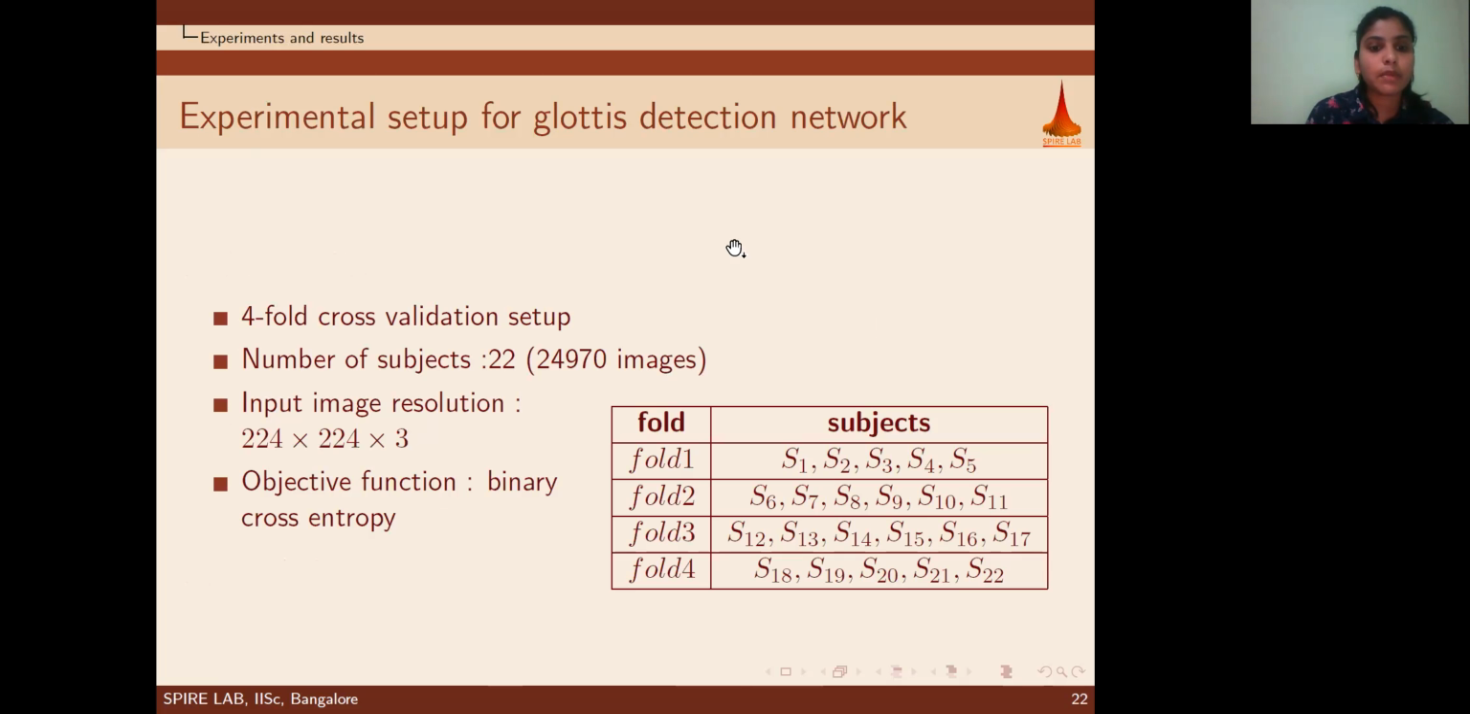Now let us see the experimental setup for detection. For glottis detection, we have used 24,970 frames from 22 subjects with an image resolution of 224 cross 224 cross 3. We have used a four-fold cross validation setup for both detection as well as segmentation tasks, and the fold structure is shown in the table. The network is trained using a binary cross entropy loss function.